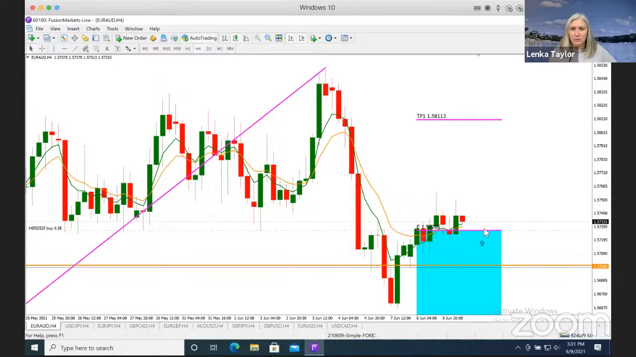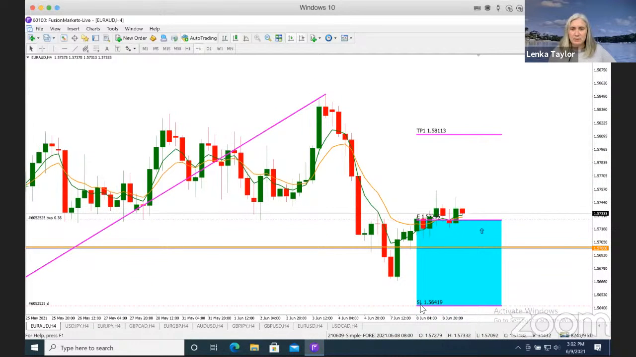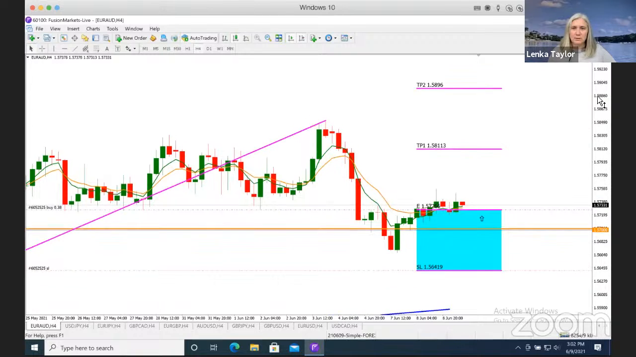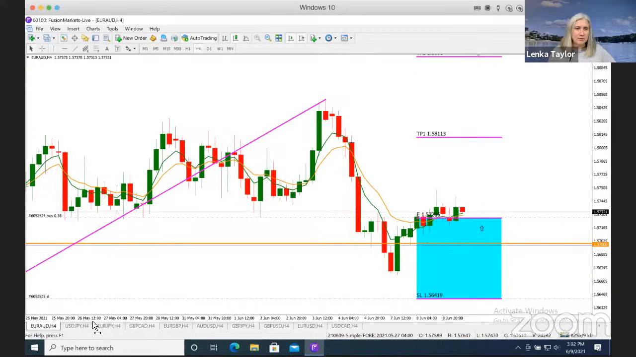And now it's just hovering around. So staying in. Stop loss is below that lowest point there, so giving it some room to move. Yeah, the profit targets are there. There we go. So still staying in that to see what happens.